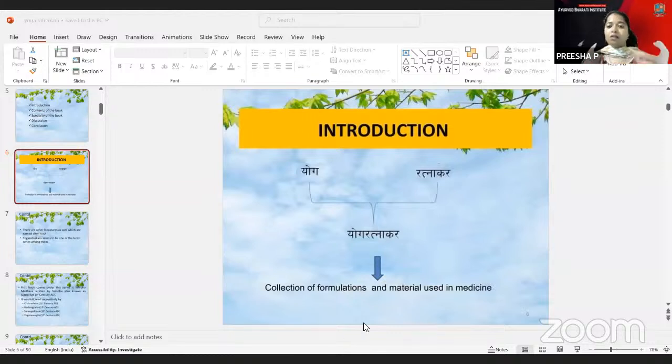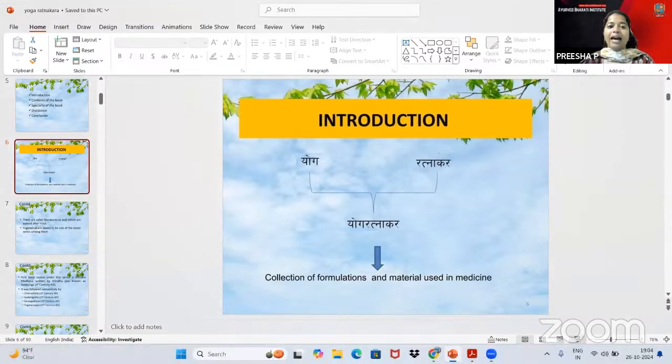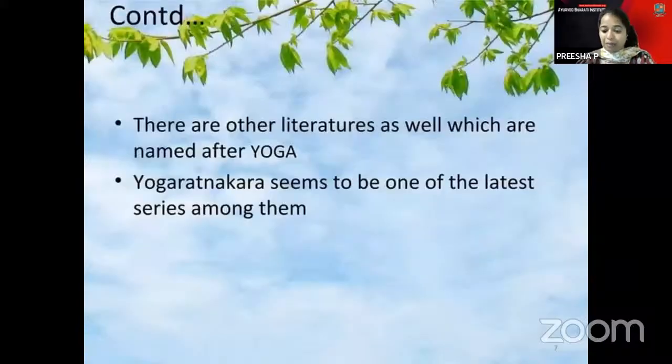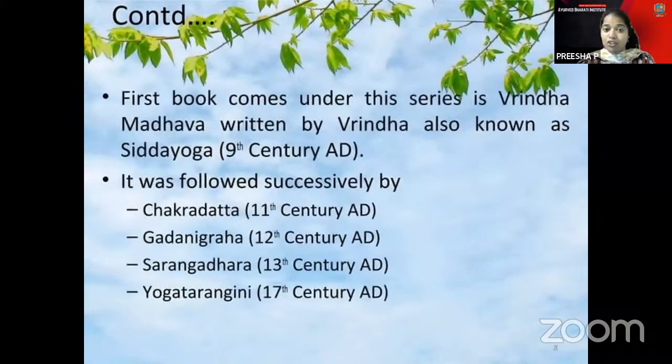The word yoga itself, you know what it is: a formulation. And Ratnakara means a collection. Here also we have literature named after yoga. There is Yoga Ratna Samuchaya, and Madhava Nidana has also written the series in Vrinda Madhava. These are all the time periods in which they were written.